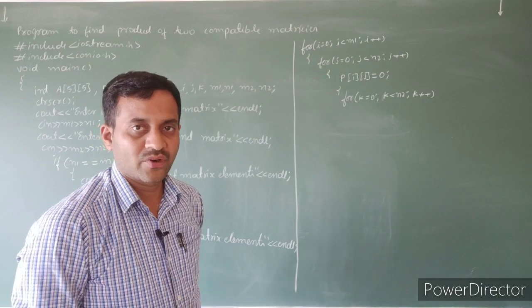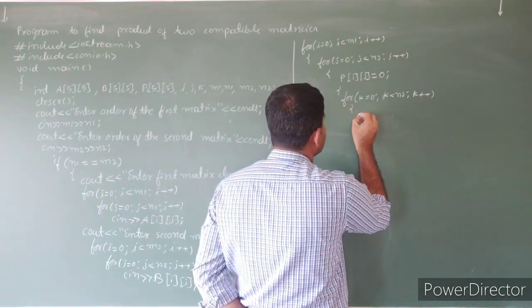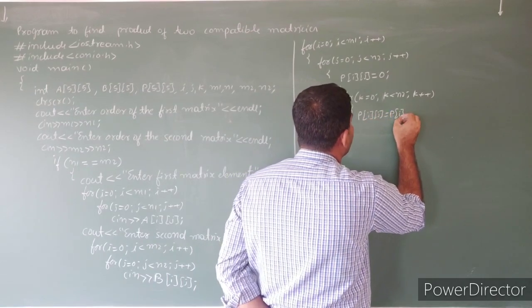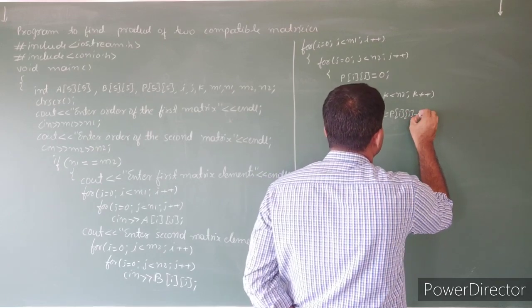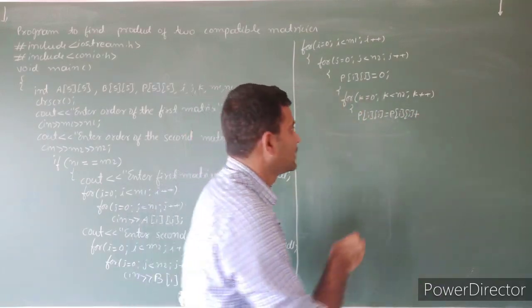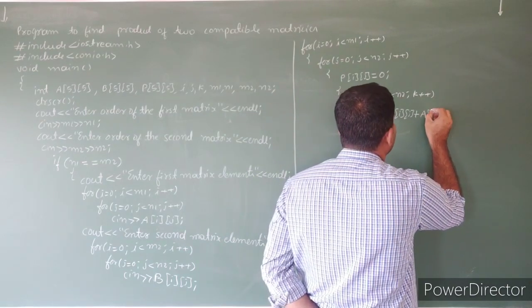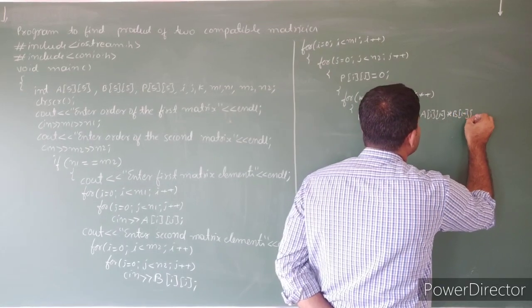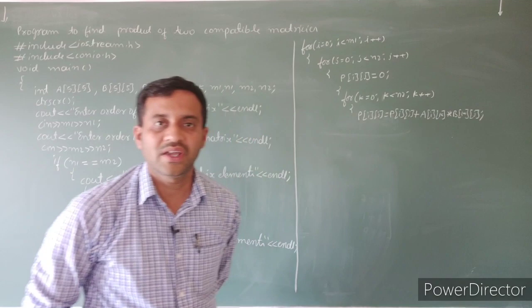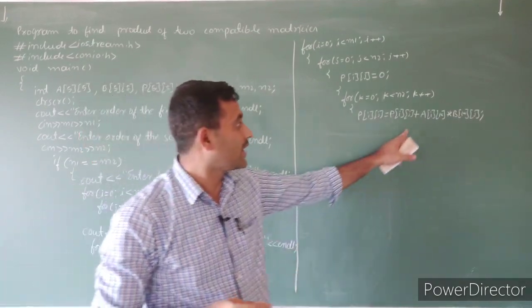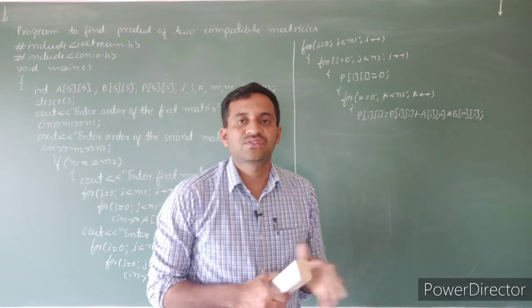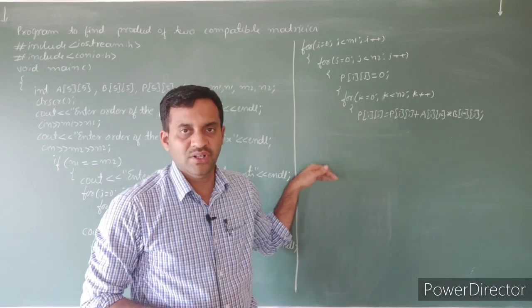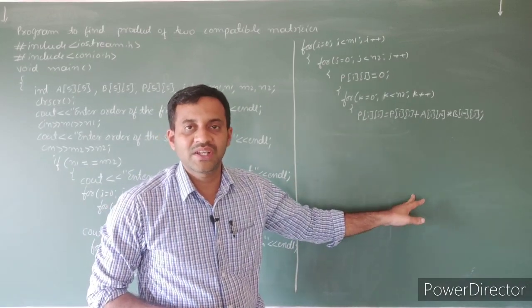Then to perform the product, the expression is P of ij equals P of ij plus A of ik into B of kj, because the product of matrices has both addition and multiplication. For the first row, first column, you have to multiply the first row elements of the first matrix with the first column elements of the second matrix.